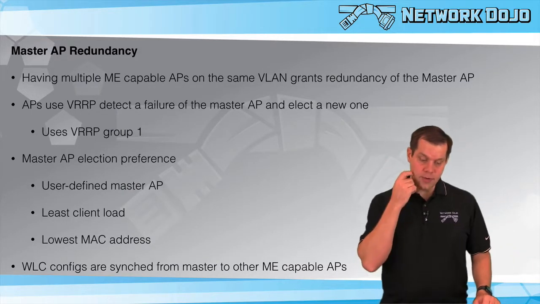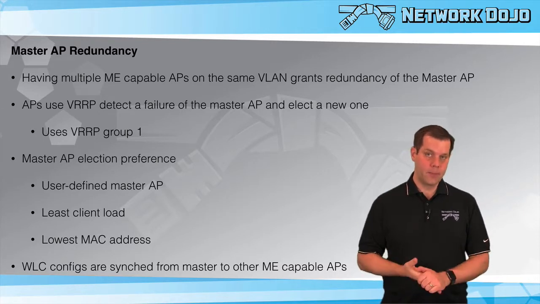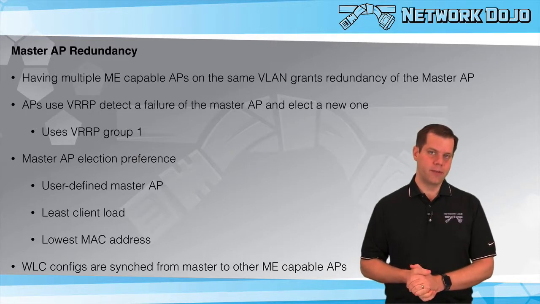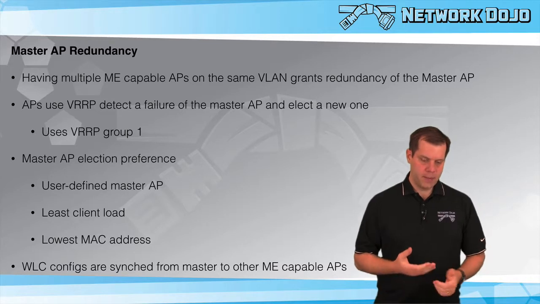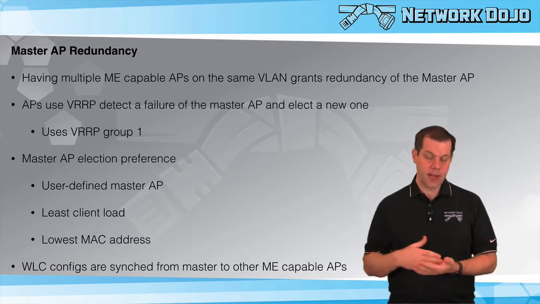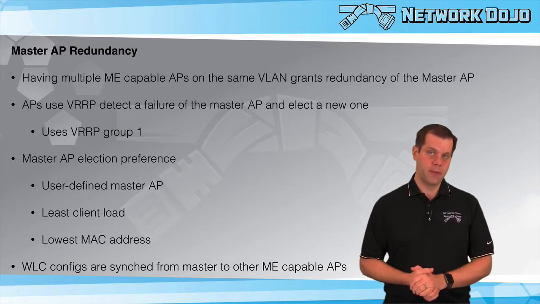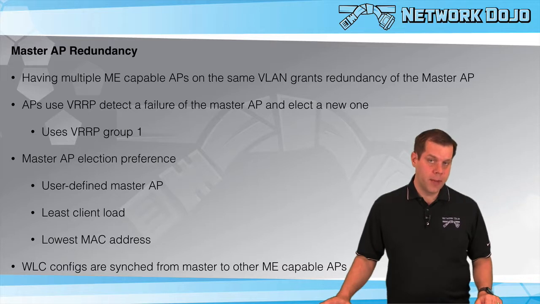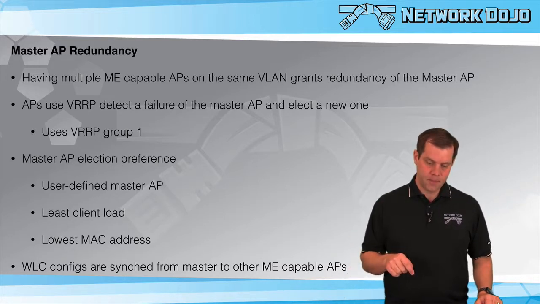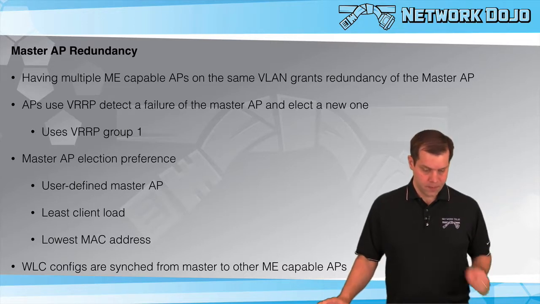So let's talk about the master AP redundancy. Since we are running within an AP, APs can go down. Maybe the switch that the AP was connected to goes down, the AP just fails itself, whatever the reason. If the master AP goes down, we can have backups to that master AP, and then they can take over in the event that the master AP fails. They become the new master AP in its stead. We get this redundancy by having more than one Mobility Express capable AP on the same VLAN, and that just automatically grants redundancy to the master AP role.